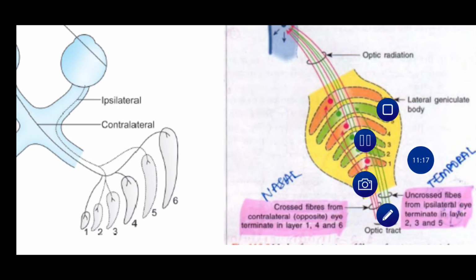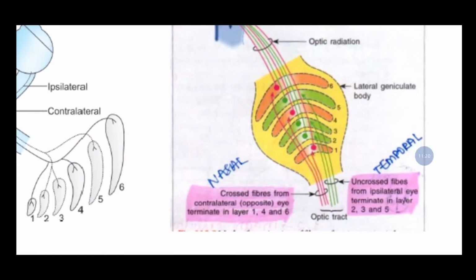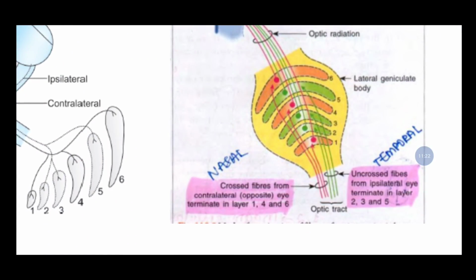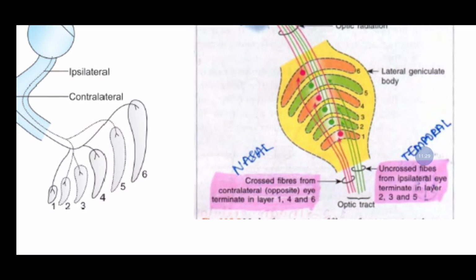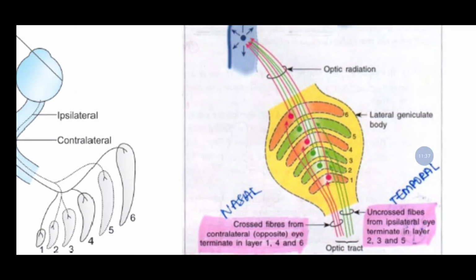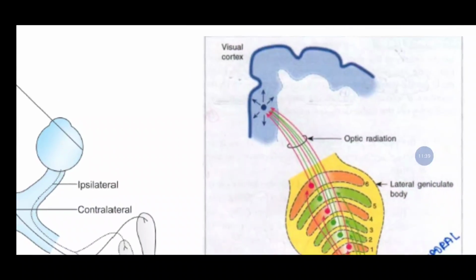Now another diagram is showing the crossed fibers from the contralateral eye. The contralateral eye terminates in layers 1, 4, 6, and the ipsilateral, that is the temporal portion of both the eyes, will terminate in layers 2, 3 and 5 of the lateral geniculate body.